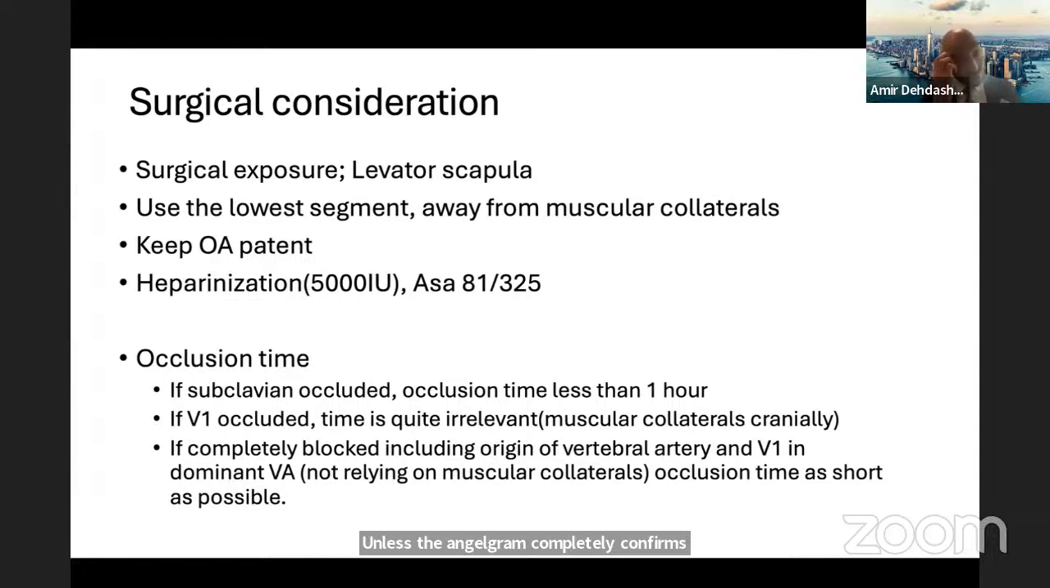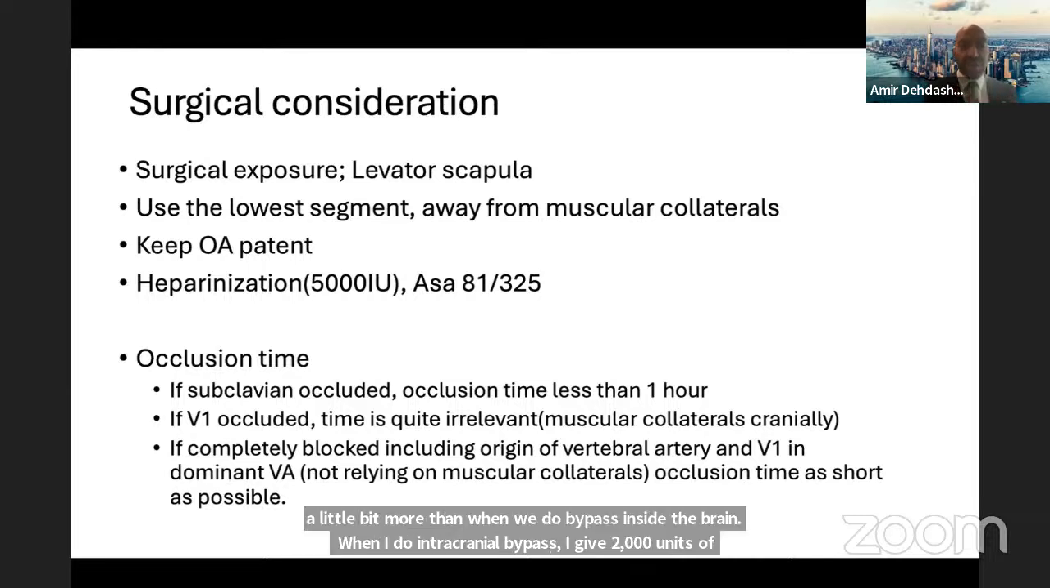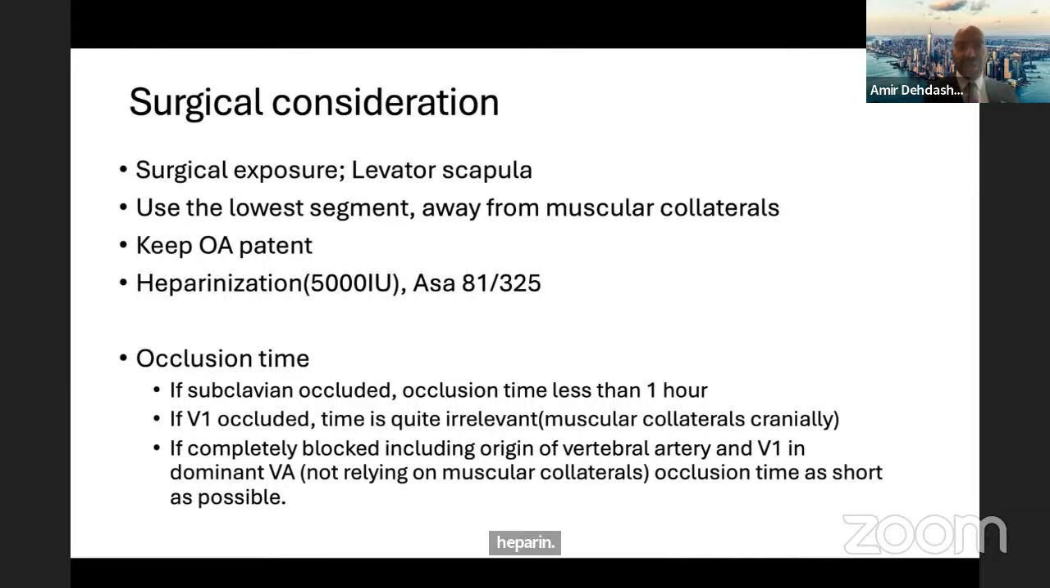And during this procedure, we always give heparinization a little bit more than when we do a bypass inside the brain. When I do an intracranial bypass, I give 2,000 units of heparin. When I'm doing it outside the cranium, 5,000 units of heparin. And all these patients are on aspirin 81 or 325, depending on the pathology.